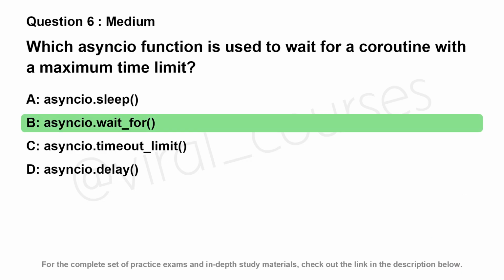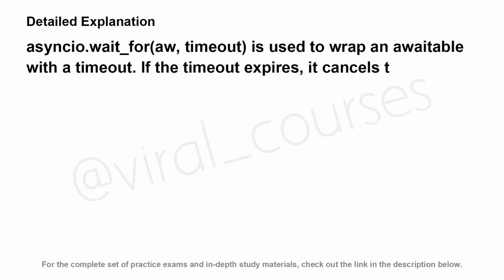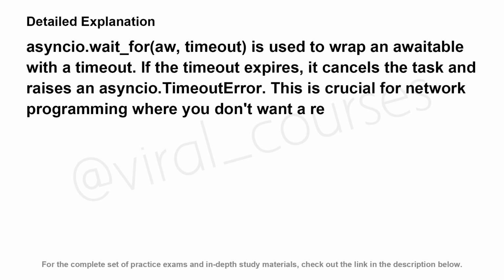The correct answer is B. Asyncio.wait_for with a timeout is used to wrap an awaitable with a timeout. If the timeout expires, it cancels the task and raises an asyncio TimeoutError. This is crucial for network programming where you don't want a request to hang indefinitely.